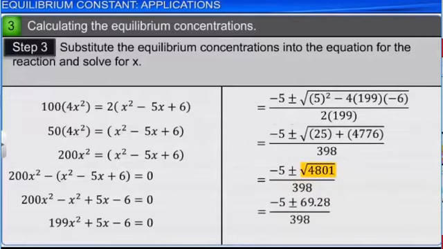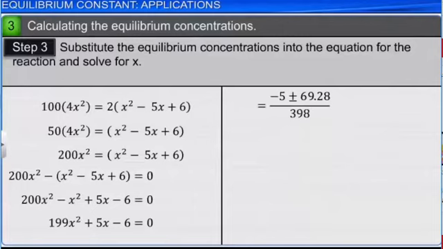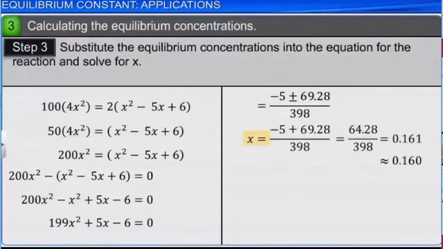Hence, the equation can be written as x = (-5 ± 69.28) / 398. This can be written in two forms. One form is x is equal to (-5 + 69.28) divided by 398, which is equal to 0.160.